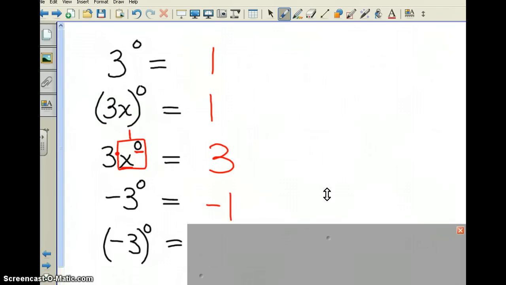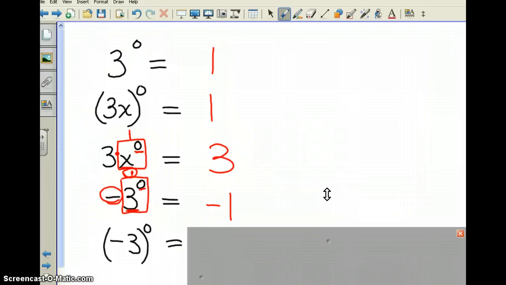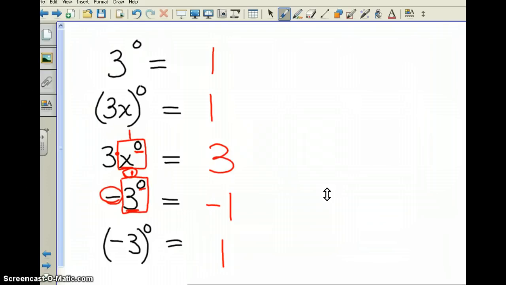Next, problem number 4 should be negative 1 for the same reason. Now my exponent of 0 is with a base of 3, so this much of the problem is equal to 1, and we have negative 1 as our answer. And the last one, just a slight difference here with the parentheses, this answer should be positive 1, because now with the exponent of 0, this negative 3 is the entire base in the parentheses, and any base to the 0 power equals 1.